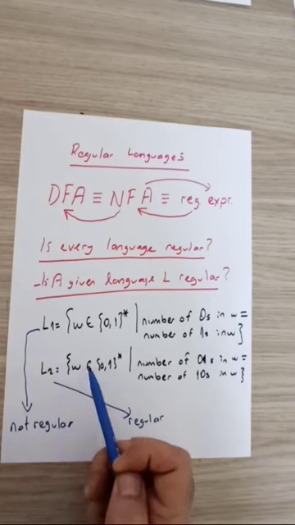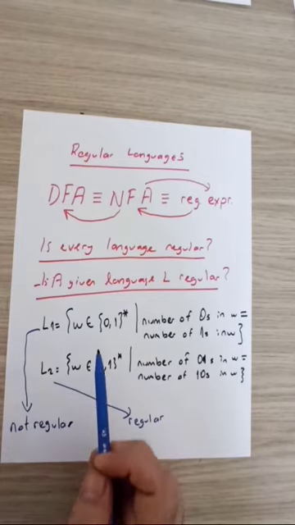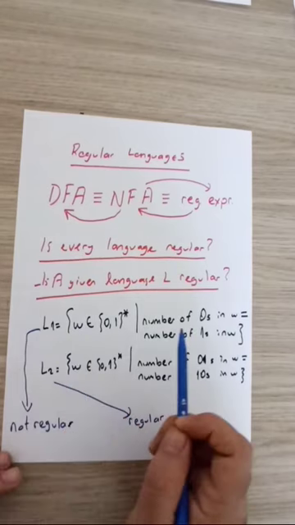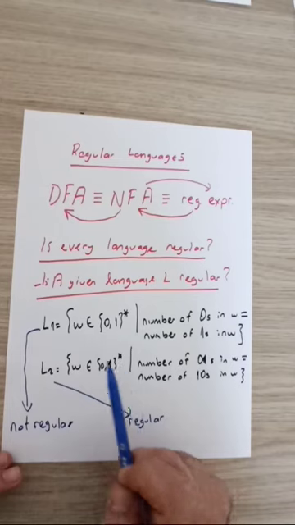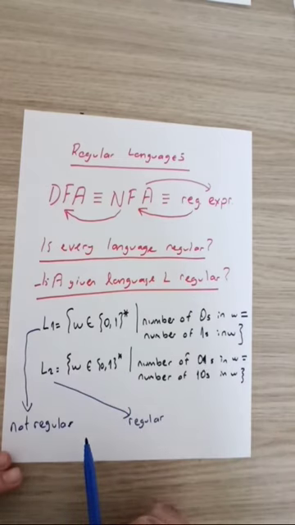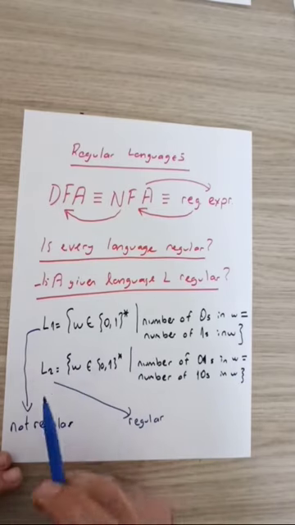Both of these languages seem to require an indefinite amount of counting. To decide whether a string belongs to L1, we need to count somehow the number of zeros in the string and the number of ones in the string, and see whether they are equal or not. If we had such a mechanism, then we could decide whether a string belongs to this language or not.